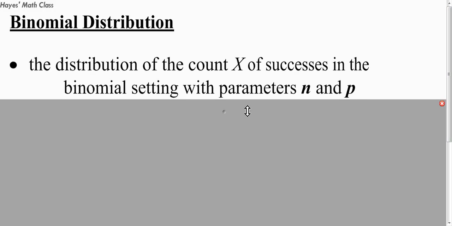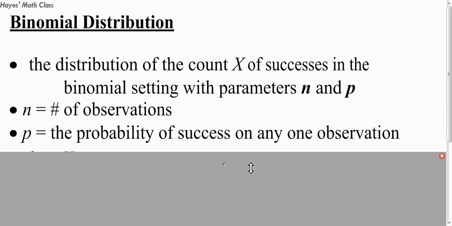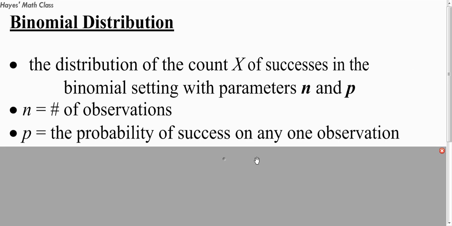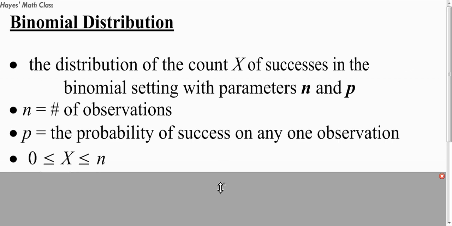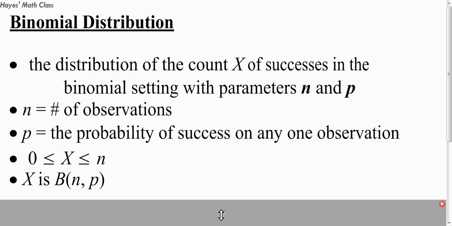n is the number of observations, and p is the probability of success on any one observation. And then the last thing is x always has to be a number between 0 and n. You can't have more successes than the number of observations, and you can't have fewer than 0 successes. Again, common sense. However, it needs to be said because otherwise somebody's going to assume that it can happen.